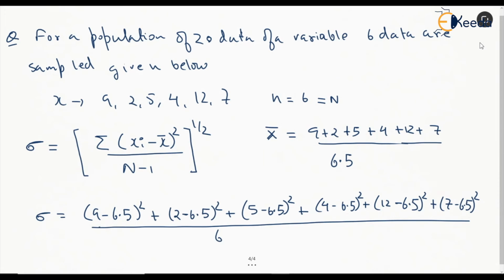So I'll write 6 minus 1 and then under root of this, right? 6 minus 1, that is n minus 1. So 9 minus 6.5, 2 minus 6.5, 5 minus 6.5, 4 minus 6.5, 12 minus 6.5 and 7 minus 6.5, and square of all these values. So this will give you sigma equal to 3.619.